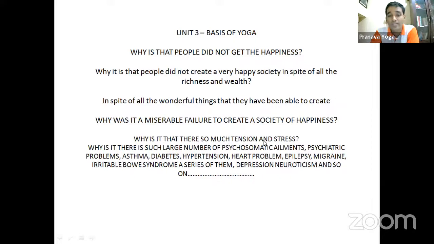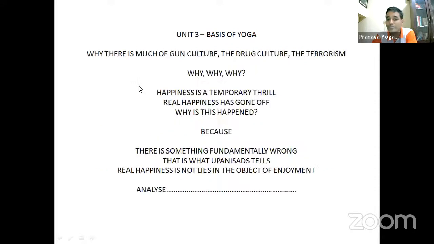Why is there so much tension and stress? Why is there such a large number of psychosomatic ailments, psychiatric problems, asthma, diabetes, hypertension, heart problems, epilepsy, migraine, irritable bowel syndrome, a series of them, depression, neuroticism, and so on? If we are really happy, why is there so much unhealthy condition? Why is there so much gun culture, drug culture, and terrorism?